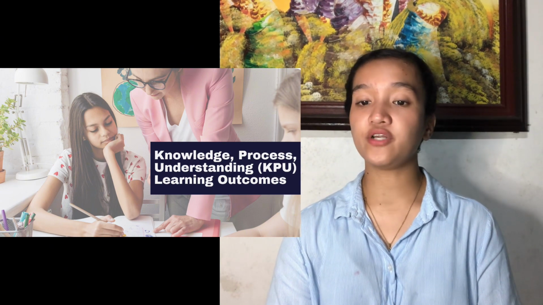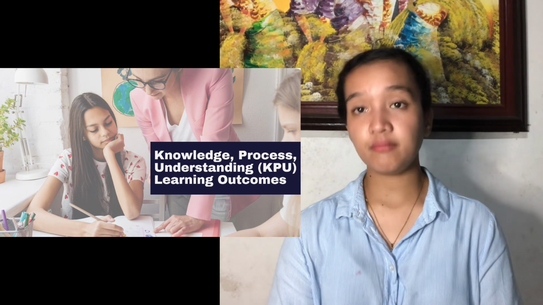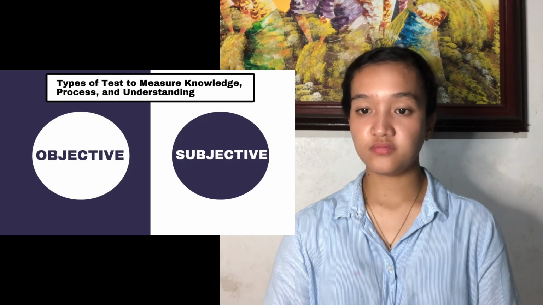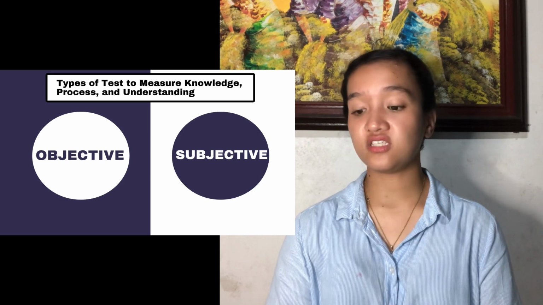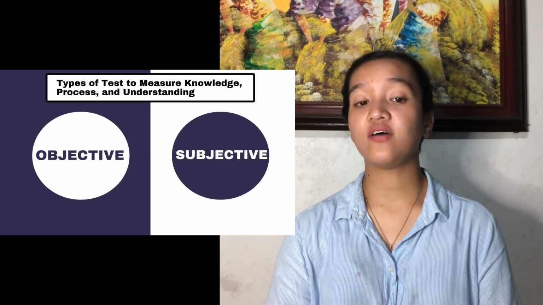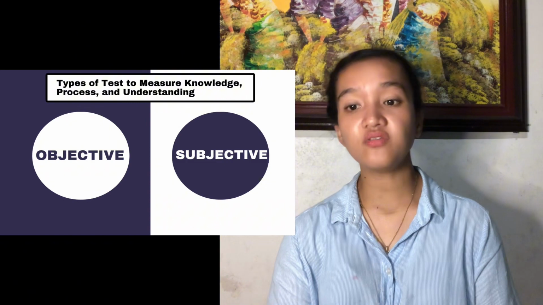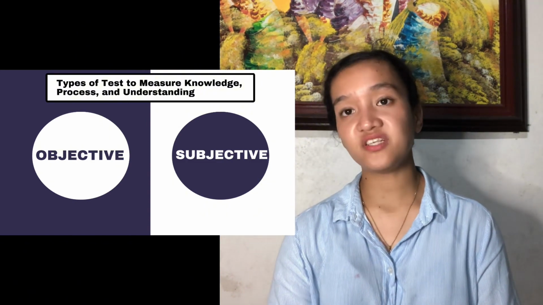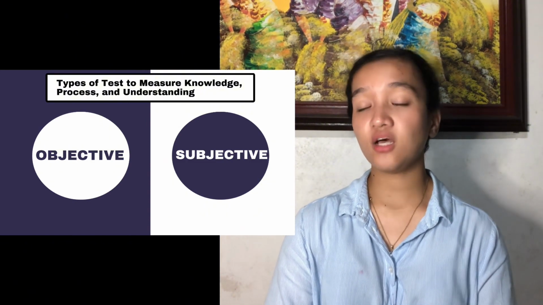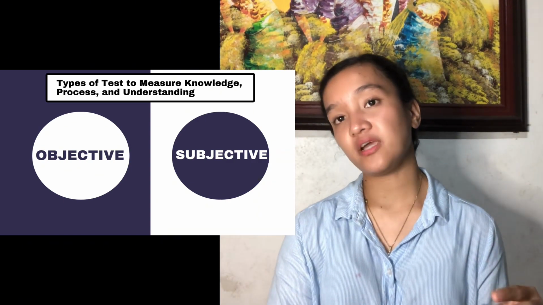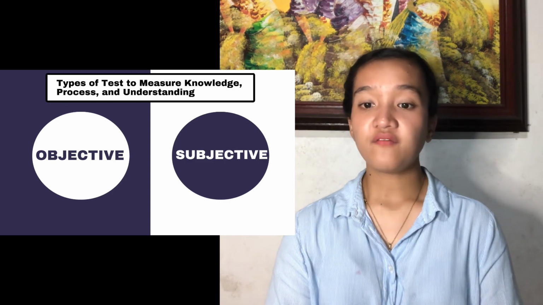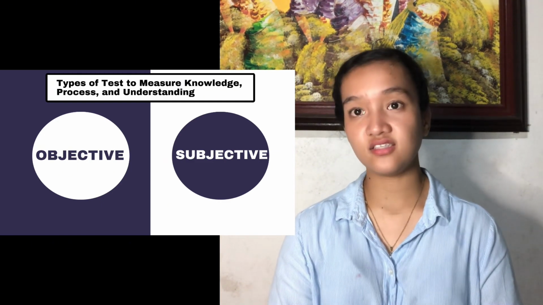So the 3 types of learning outcomes and on the different levels can be assessed in many ways with the use of appropriate tools. First, these are the types of tests to measure knowledge, process, and understanding. First, we have objective. So when we say objective, the answer must be only one. And in subjective, it is opposite because you will answer the questions on your own perspective or on your own ideas. First, we will talk about what is the objective.